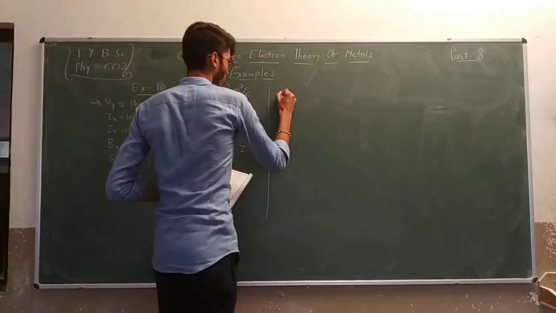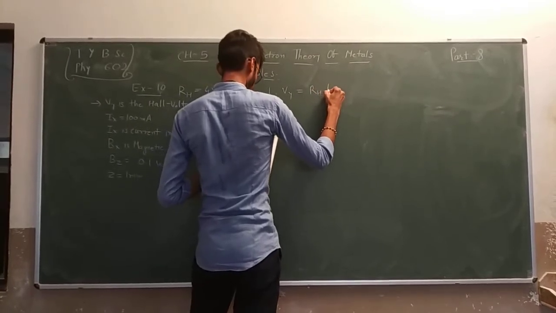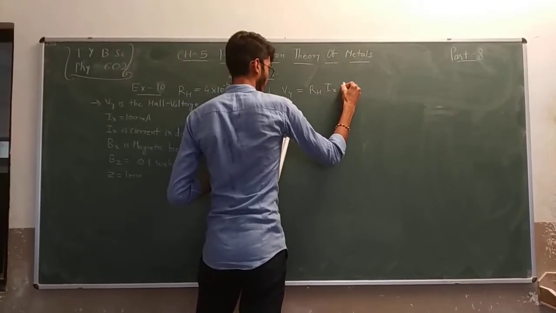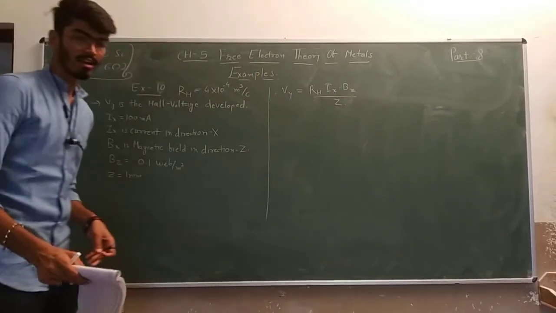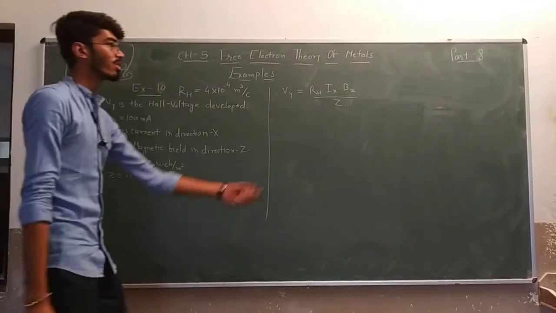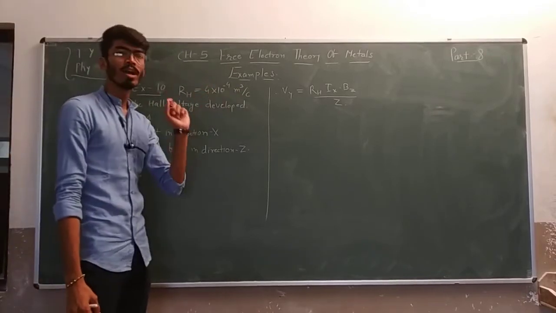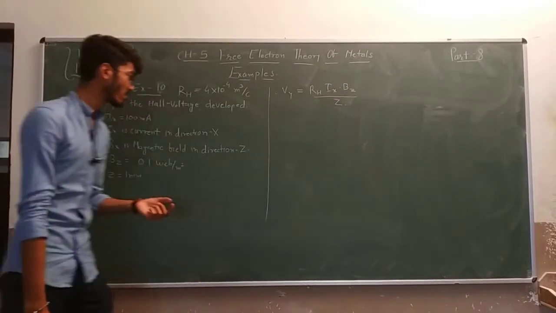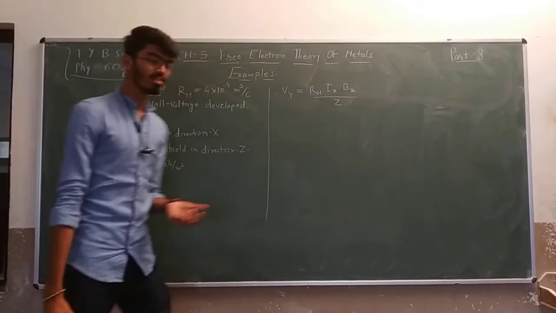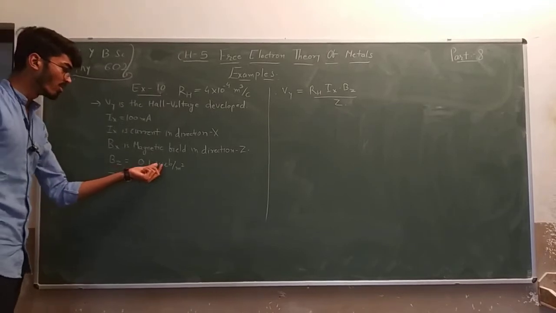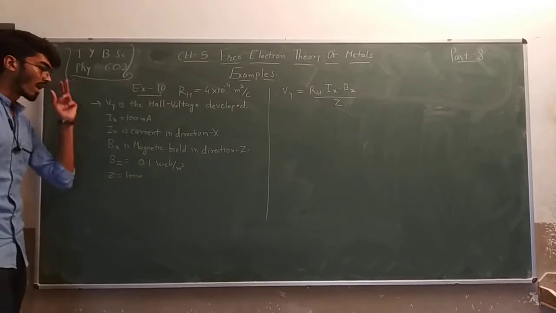The equation is V_y equal to R_H into I_x into B_z by Z. And now we know the value of R_H: R_H is equal to 4 × 10^-4, I_x is equal to 100 milliampere, B_z is equal to 0.1 weber per meter square, and Z is equal to 1 mm.